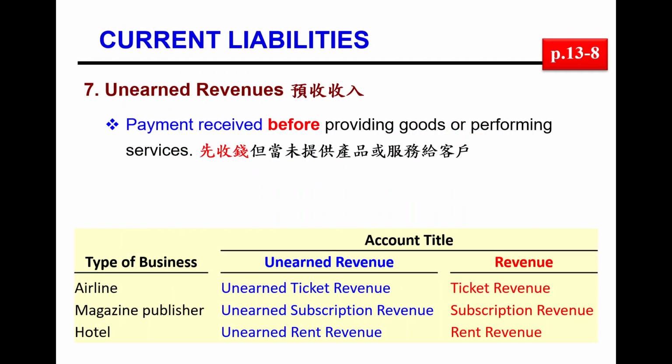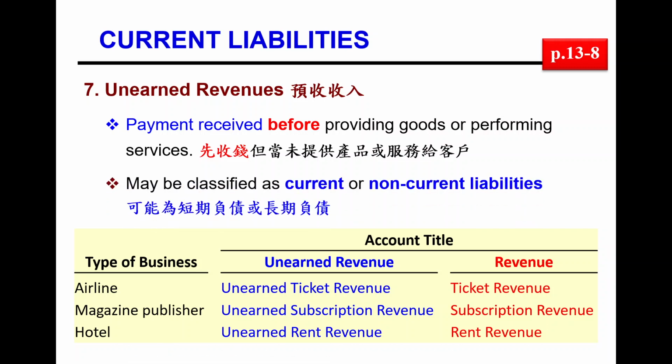Unearned revenues, no problem, right? Unearned revenue, you got the cash already. In the future, you have to do something. So of course, this is your liability. Current, non-current, still depends on the contract. Okay? So within 1 year, current; more than 1 year, non-current. So unearned revenue could be current, could be non-current, depends on the contract.